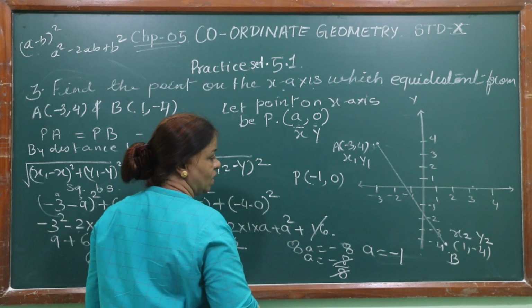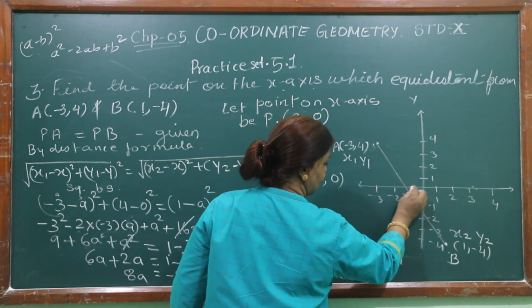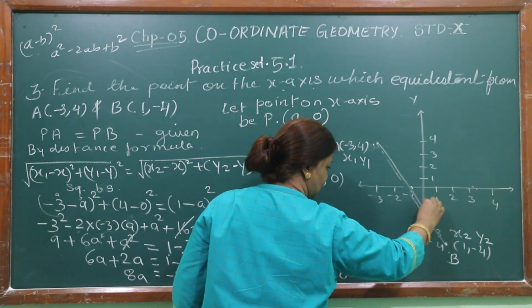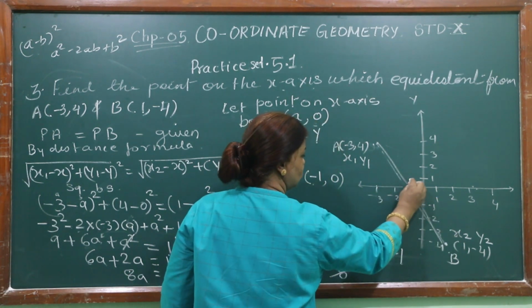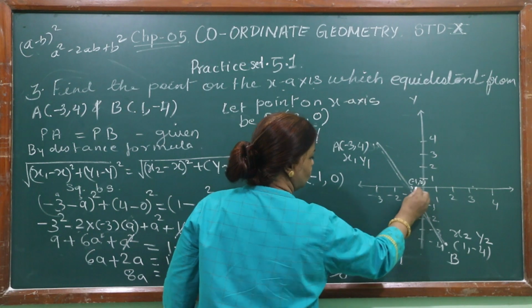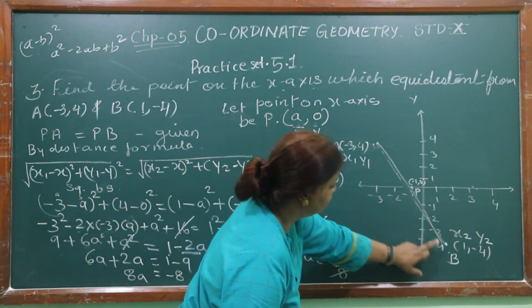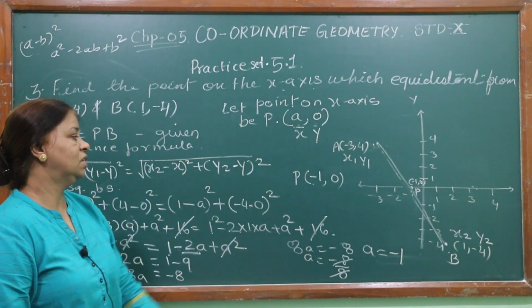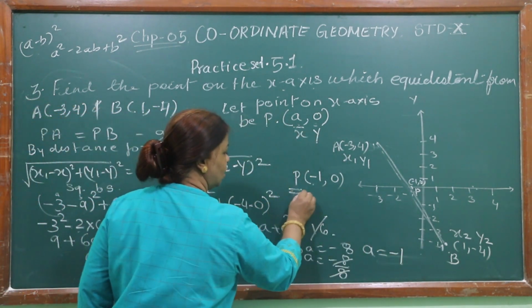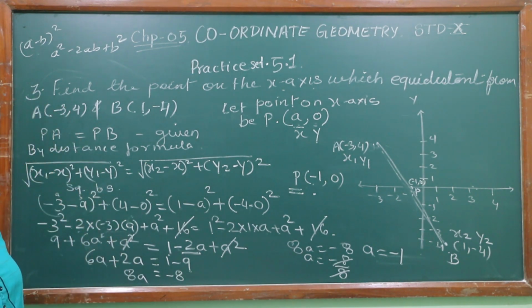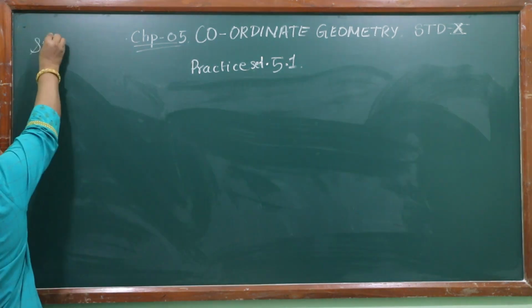Where will minus 1 be? Minus 1 will be somewhere here. Okay, that means our point should go this way. Fine. Minus 1 comma 0. So point P is here. So PA is equal to PB, and we got the coordinate of point P. You can pause the video, children, and solve the sum. Now we will be moving to the next sum.